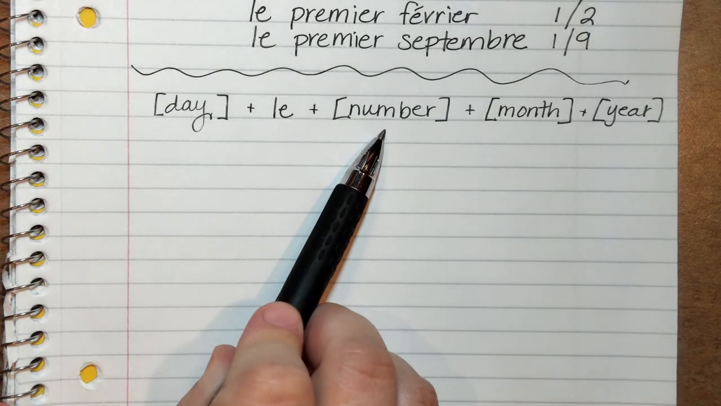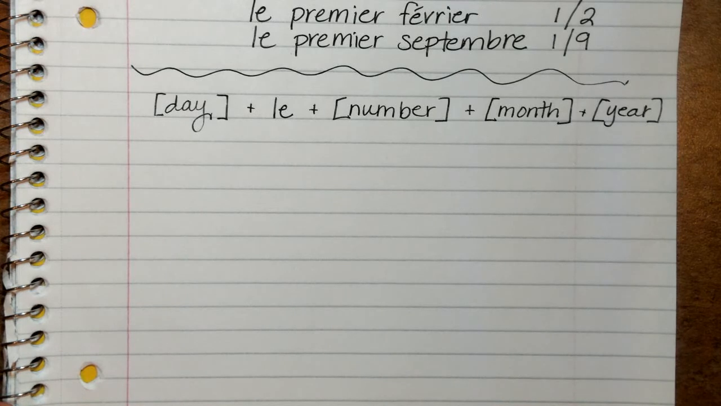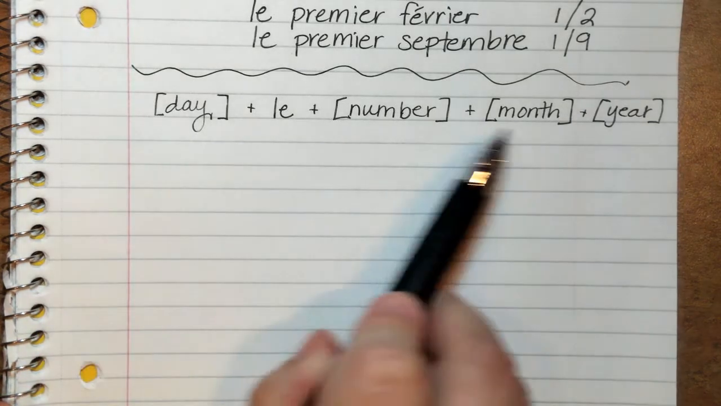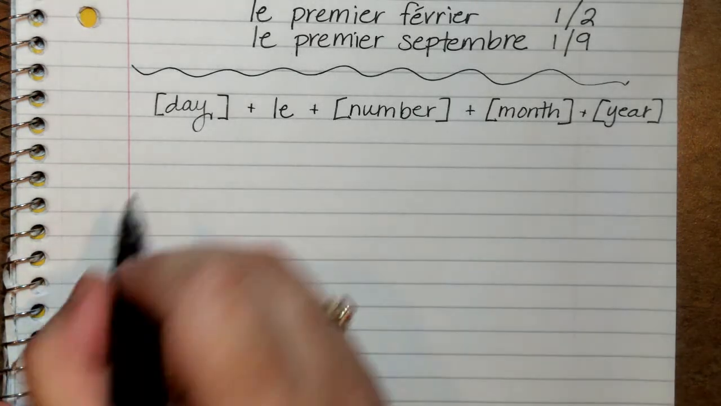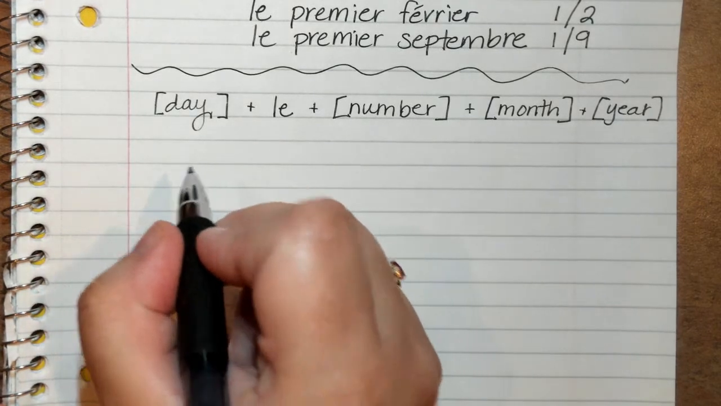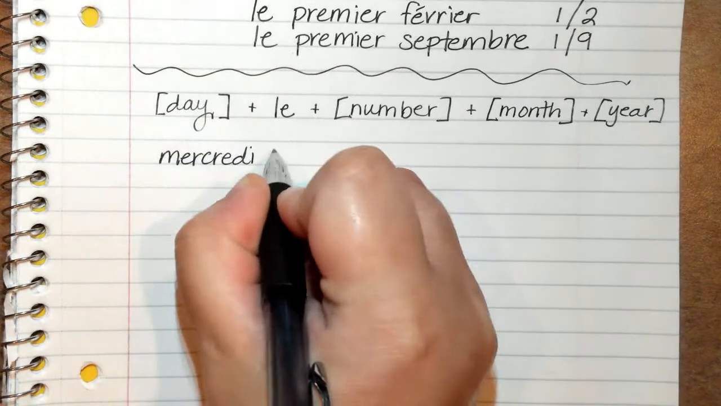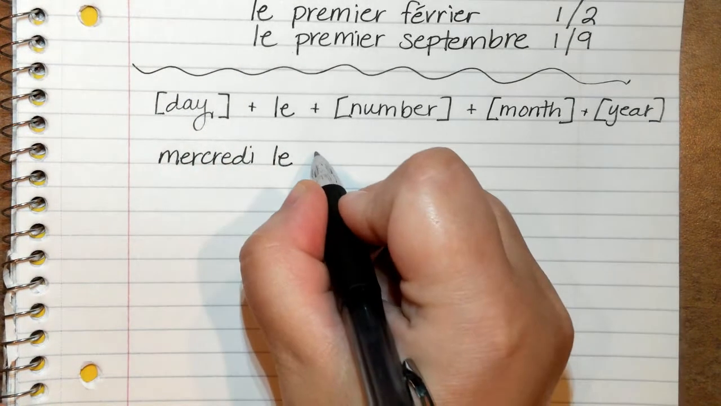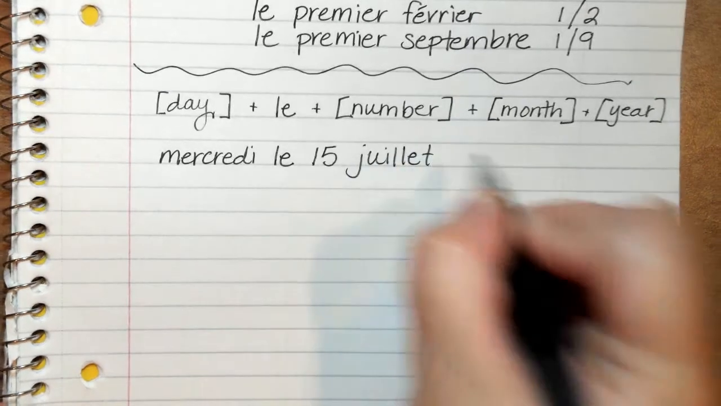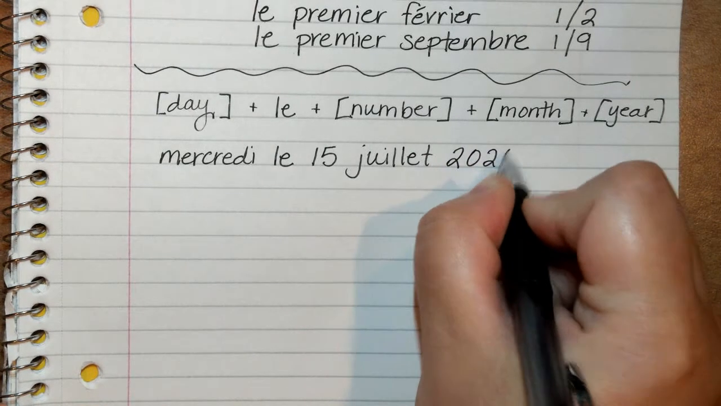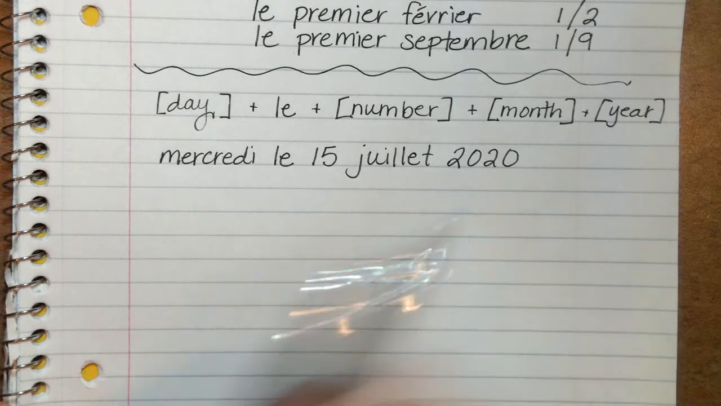The numbers you can just write out in numeral form, like I showed you already, and the year you can just write out in numeral form. You don't have to spell that out. The day of the week and the month do not get capitalized. So, for example, today, the day that I'm writing this, it is mercredi le 15 juillet 2020. Wednesday, the 15th of July, 2020.